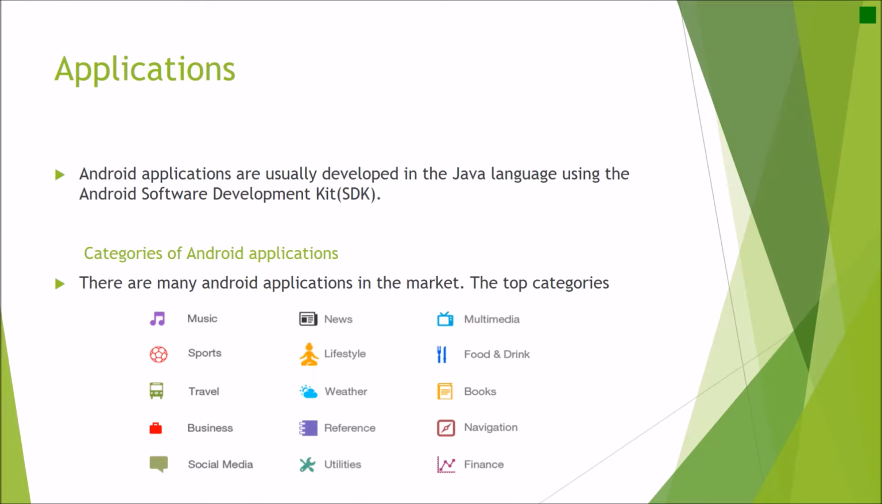So let's see some applications. There are several categories of applications which we use, like music, sports, travel, weather, finance, books, utilities. These applications are all developed in the Java language, that is, the Android Software Development Kit is used to develop them.